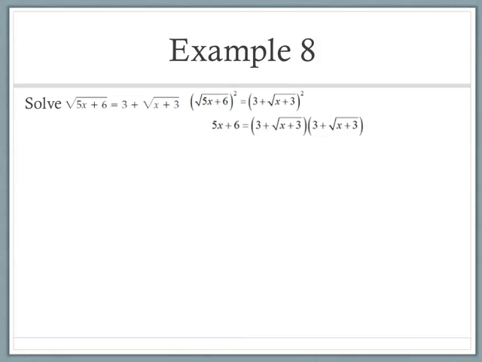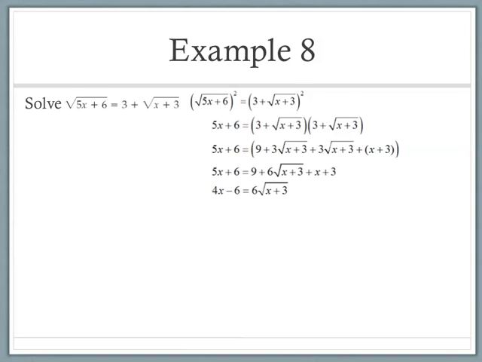All right, so now we have 3 times 3, that's 9, and then we have 3 times the square root of x + 3, another 3 times the square root of x + 3, and then we have root x + 3 times root x + 3, which is just x + 3. Now this 3 times the square root of x + 3, since we have that twice, we can add those two together, and we get 6 times the square root of x + 3. And now we want to isolate the radical. So I'm going to subtract the 9, the 3, and the x over to the other side. That leaves me with 4x - 6.